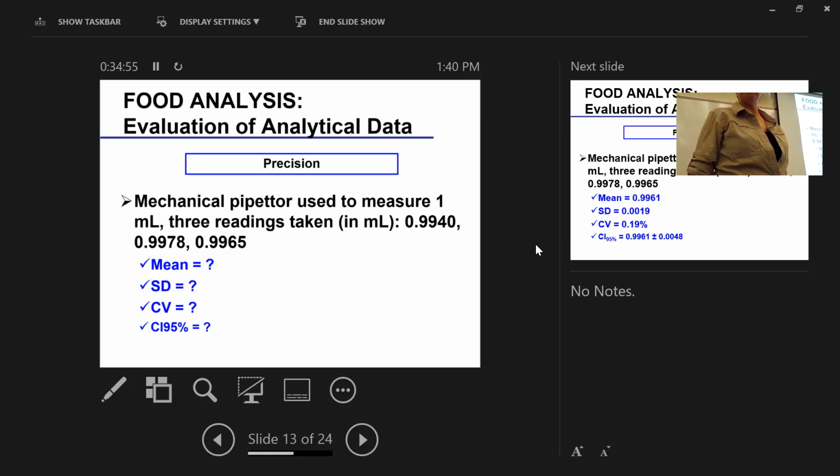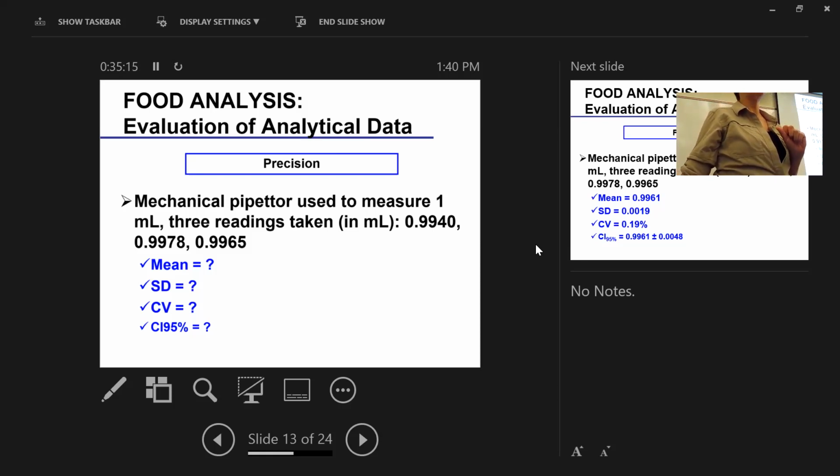Yes, so that's your coefficient of variation. And this is a common mistake, folks. Usually students divide standard deviation by the mean and forget to multiply by 100. So always multiply by 100. That's a percentage. So it's 0.19%.